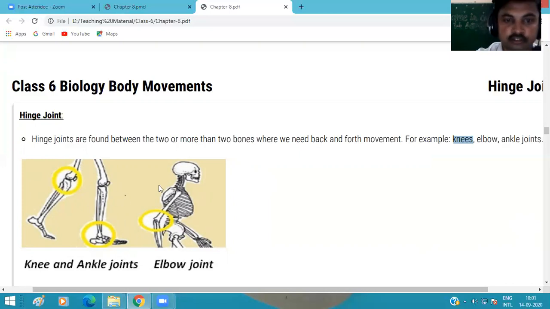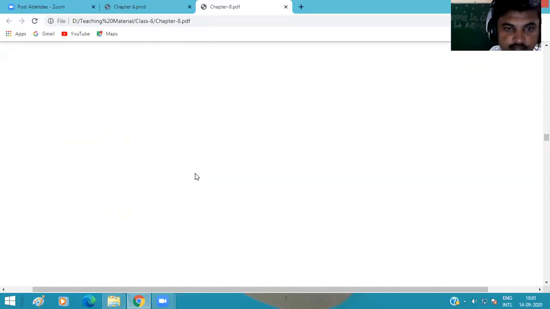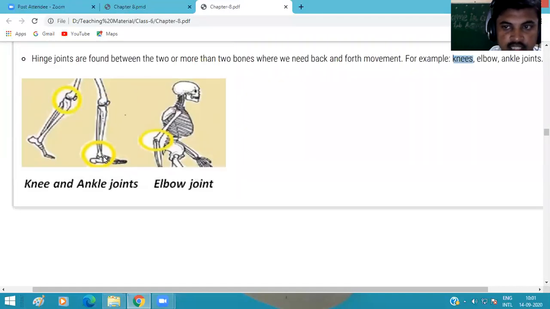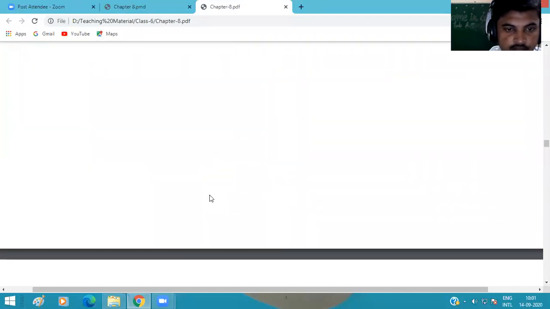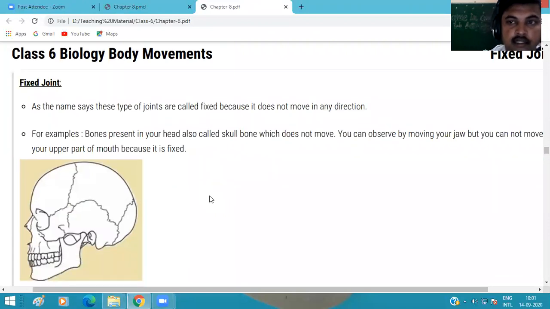So this type of joint is called a hinge joint. Examples are the knee, elbow, and ankles. And the last type of joint is the fixed joint. Fixed, as the name says, is a type of joint that does not move in any direction. This type of joint is present in the skull, where many bones are joined to each other.